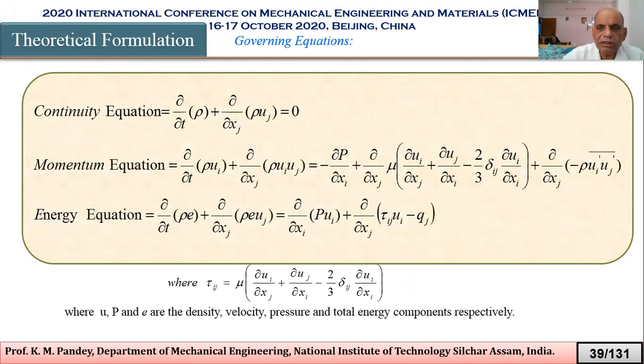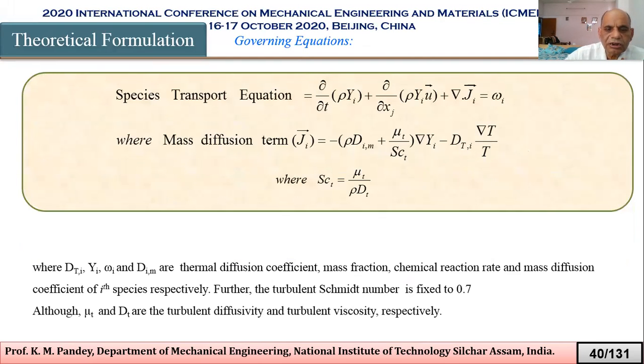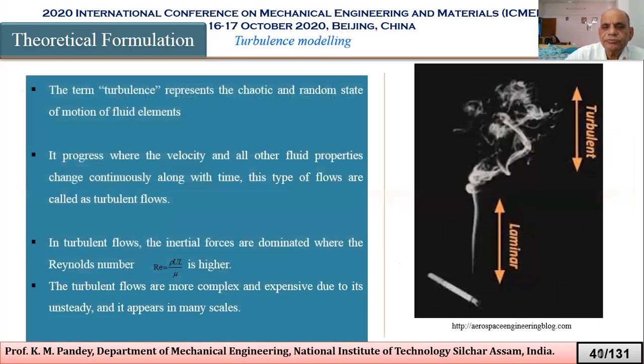And these are the equations, and the equations are very well known since long: continuity equation, momentum equation, energy equation. These are very basic equations of fluid flow. Then species transport, and here we have taken turbulent Prandtl number, it is fixed at 0.7. Then turbulence represents the chaotic and random state of motion of fluid elements, in which the velocity and all other fluid properties change continuously along with time. And this type of flow is called turbulent flow. And turbulent flows are more complex and expensive due to being unsteady, and they appear in many scales.